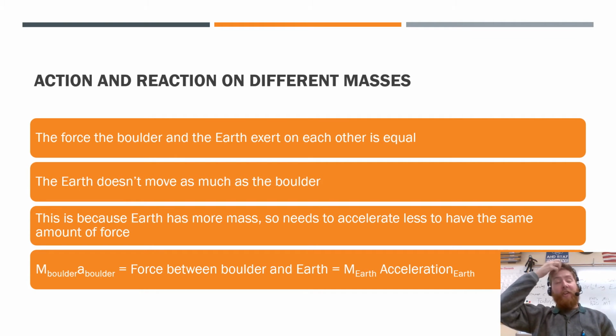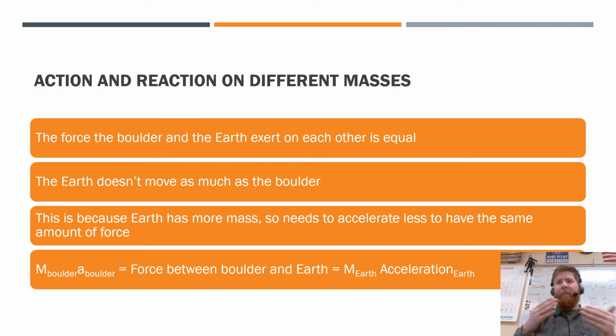Action and reaction on different masses. The force the boulder and the earth exert on each other in that last example is equal. However, the earth doesn't move as much as the boulder does. It doesn't rise up to meet that boulder. But then again, the earth is very, very big. It has a lot more mass. So it needs to accelerate a tiny bit to have the same amount of force.